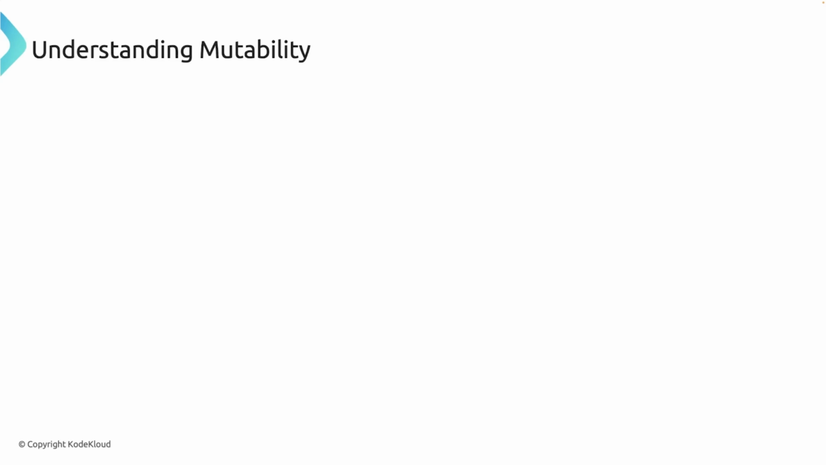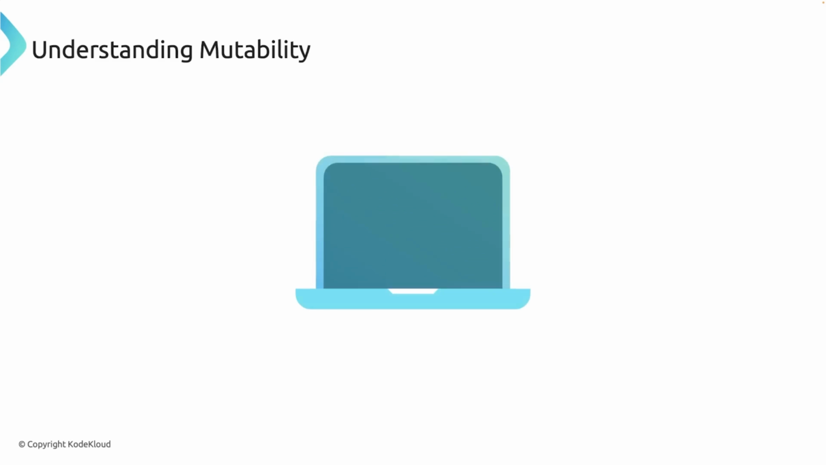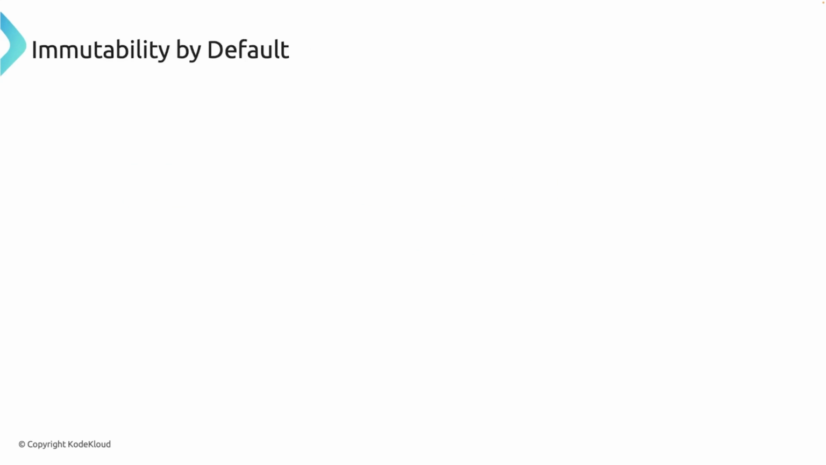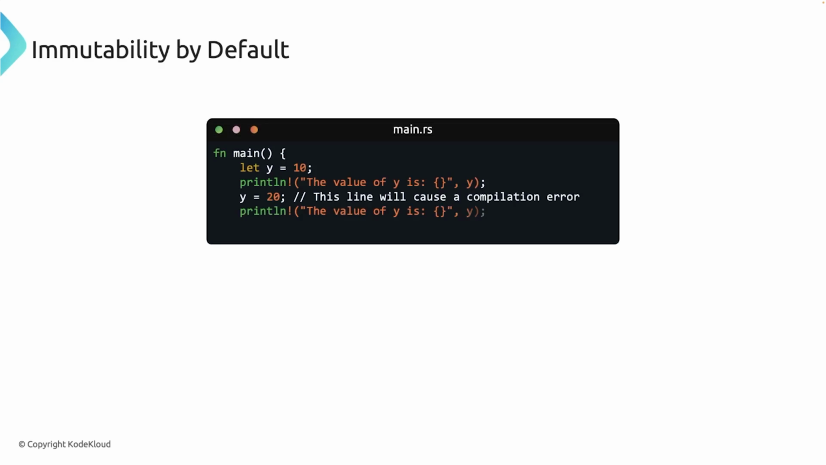Let's understand what is mutability. In programming, the concept of mutability refers to whether the value of a variable can be changed after it has been initialized. If yes, the variable is called a mutable variable, whereas if the value of a variable cannot be changed after it has been initialized, it's called an immutable variable. In Rust, variables are immutable by default. This means that once a value is bound to a variable, you cannot change that value. Rust encourages immutability to help ensure safety and concurrency in your programs.